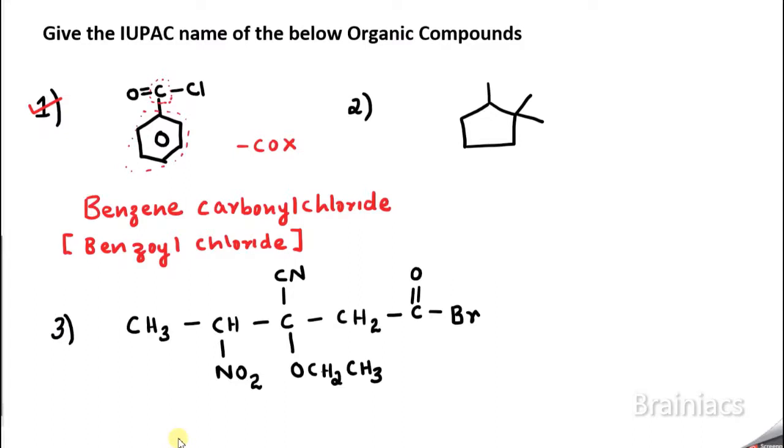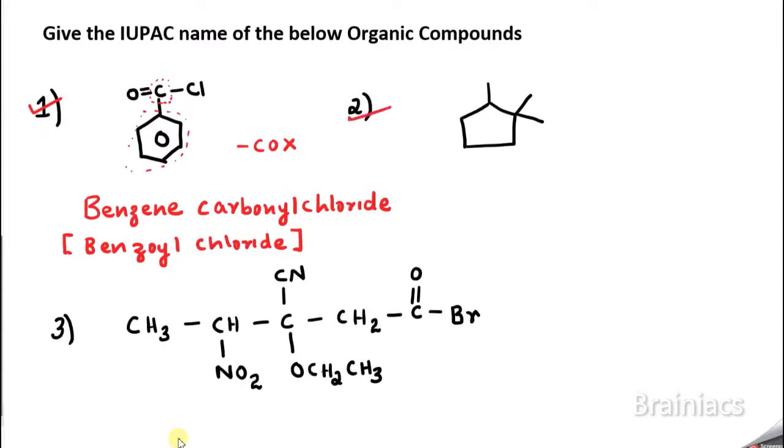Suppose if a CHO group comes here, we use the term benzene carbaldehyde. If it is COOH, we say benzene carboxylic acid. Earlier we used to say benzoic acid. For benzene carbaldehyde, we used to say benzaldehyde. But the correct name is benzene carbaldehyde. Okay. Now coming to the next question, the second one.